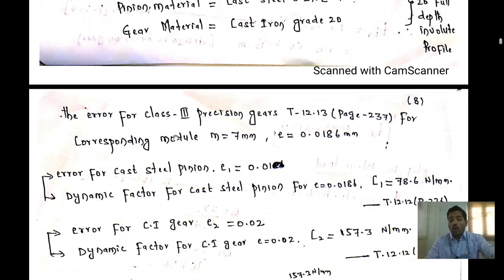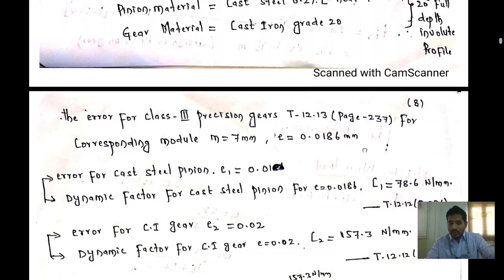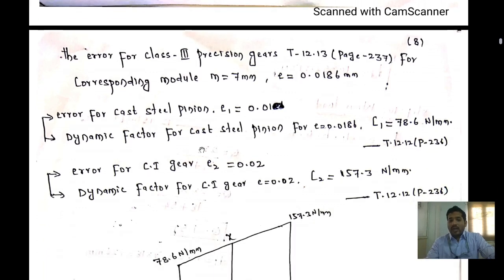For the corresponding module, which we already found, module 7, the error we got here is 0.186 mm. Is it right? After that, the error for the cast steel is 0.01. The dynamic factor for the cast steel pinion is 0.0186 mm. Okay dear. C1 is 78.6 Newton per mm square. We refer from table number 12.12, page number 236 from the design handbook by Mahadevan.